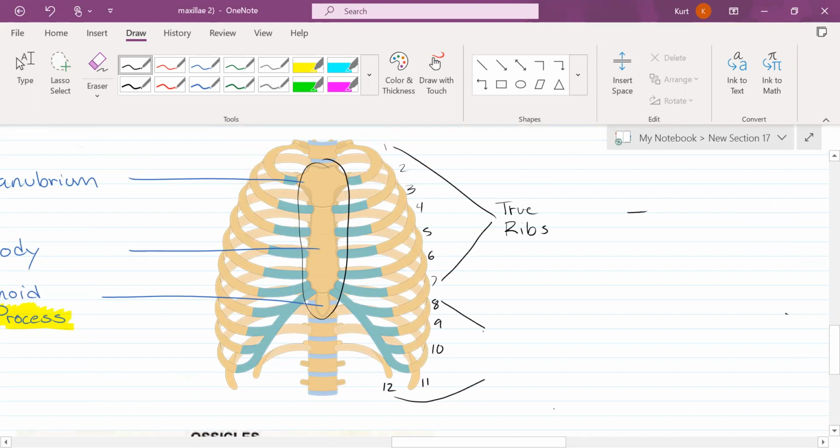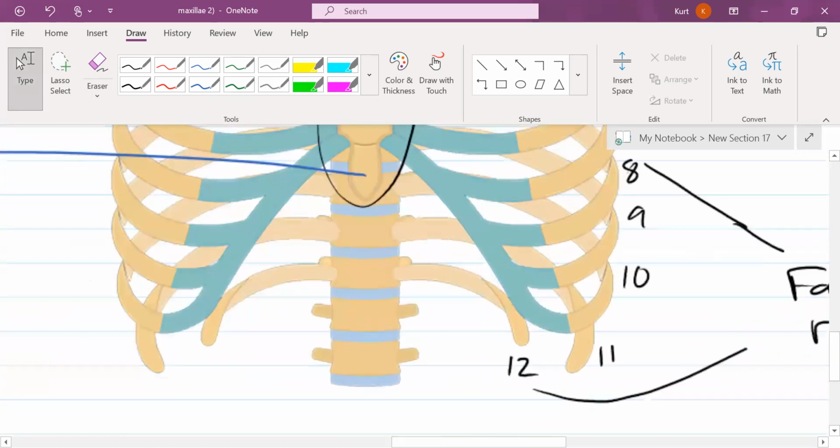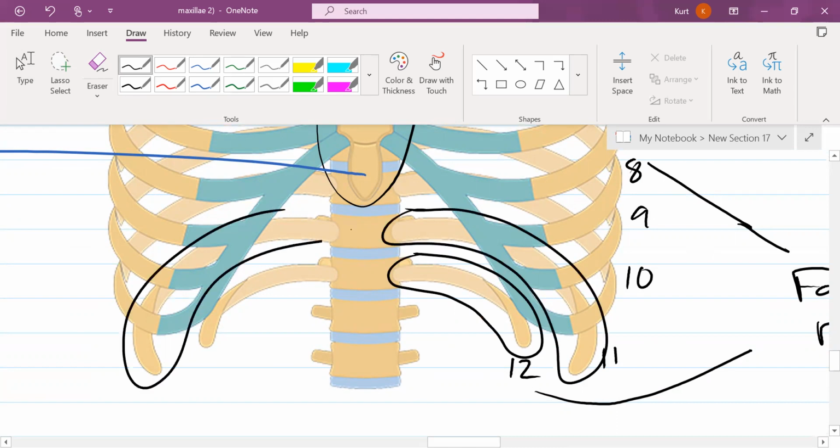Rib pairs 8 through 12 are called false ribs. Notice that they all share the same cartilage connecting to the bottom of the body of the sternum. And then look very closely right here. You see these ribs here, here, here, and here. Are they connected to the sternum? They are not. We call those floating ribs. You have 2 pairs, your final 2 pairs, pairs 11 and 12. They are floating ribs.